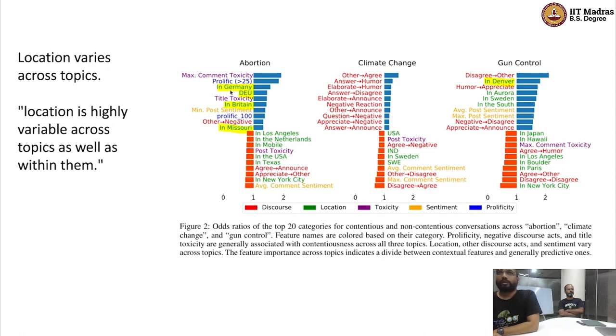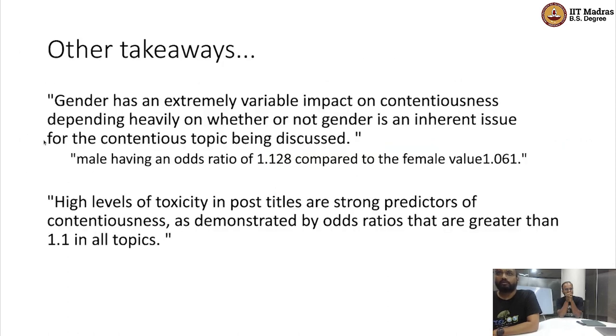Now coming to location, it could have differing impact across different topics, right? In case of abortion and gun control, you can see that location matters a lot, but when it comes to climate change, not so much. This is probably also intuitive, because abortion laws or gun control laws are specific to a particular geographical entity. They vary country to country, and at least in the case of the US, they also vary state to state. So this is where location is important or non-important across different topics.